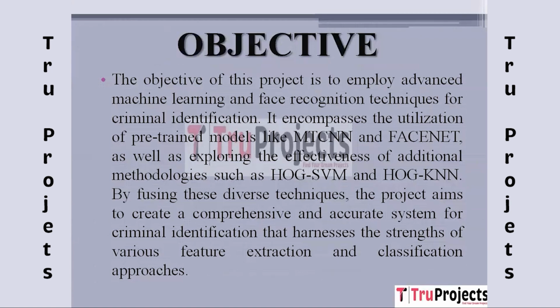Objective of the project. The goal of this project is to use cutting-edge face recognition and machine learning methods to identify criminals. In addition to examining the efficacy of additional methodologies like HOG-SVM and HOG-KNN, it includes the use of pre-trained models like MTCNN and FaceNet. The project's goal is to combine these various methodologies to produce a thorough and precise criminal identification system that makes use of the advantages of various feature extraction and classification techniques.